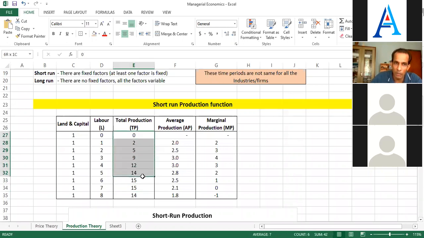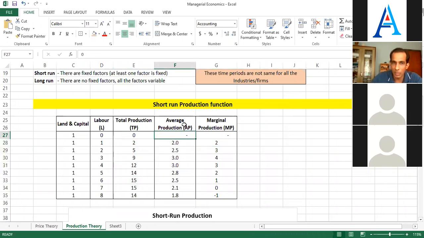So this is the normal behavior of the production function, right? The total production will increase up to a certain level, then it will start to decrease because only a variable factor is changed. And based on that, average production and marginal production are completely based on total production, right?